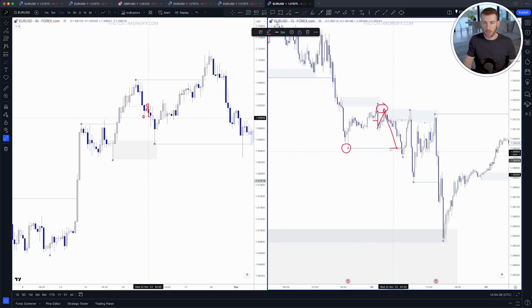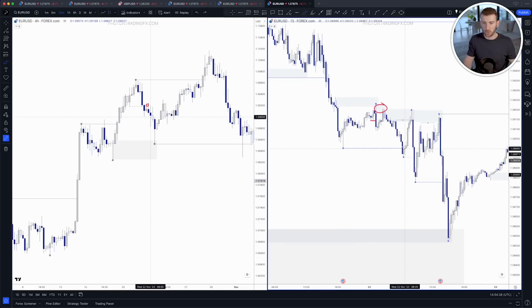Okay, take our profits at that low, wait for the boss. Now we reassess, right? We're not shorting down here. Why are we not shorting down here? Because after an M15 boss, what do we expect? We expect an M15 pullback.